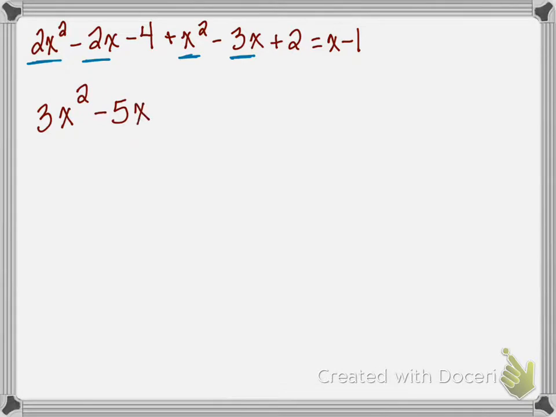Now I haven't dealt with that x on the other side yet. I'm just dealing with the stuff on the left-hand side. Then I have a negative 4 and a positive 2. Okay, negative 4 and positive 2 gives me negative 2.